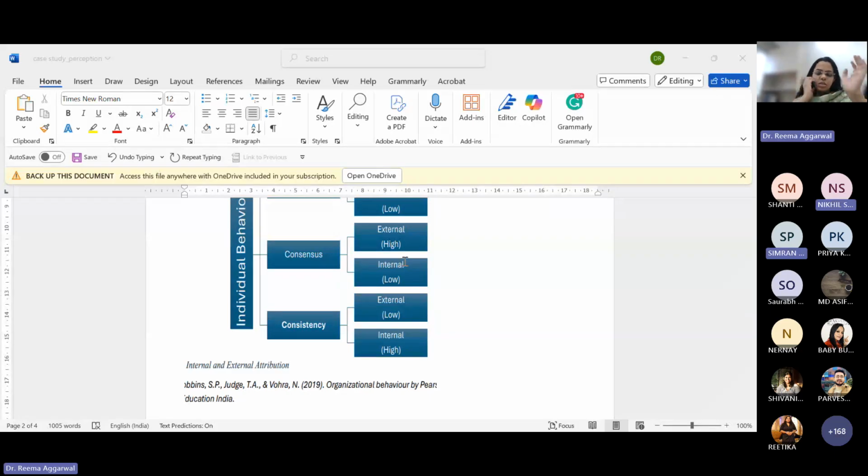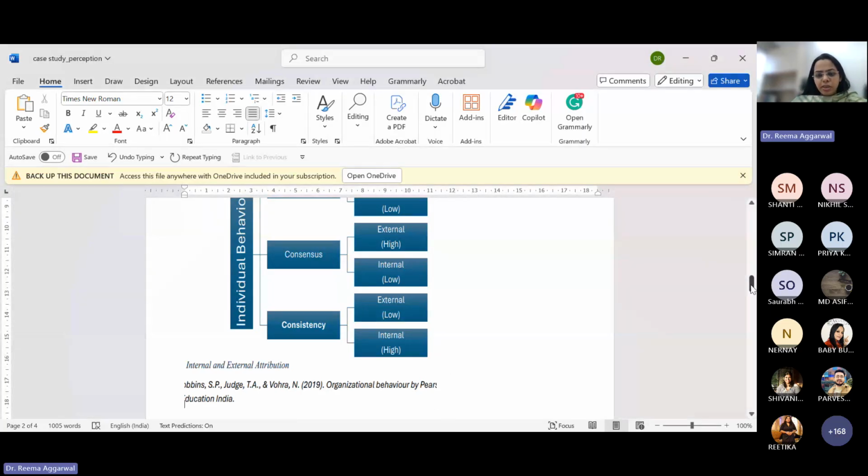Because other peers or the other employees are also behaving in the same manner. Absolutely correct. Because other employees are also behaving in the same manner. किसी का mic work नहीं कर रहा तो they could put it in the chat box. So why consensus is same?